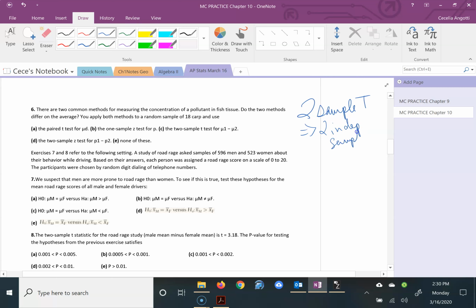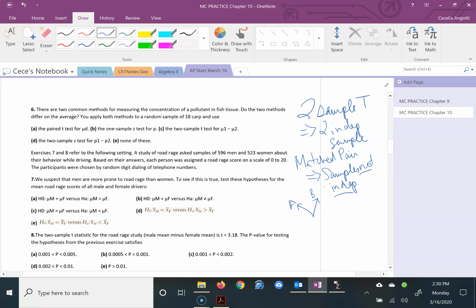Matched pair is the idea that my two samples are not independent. Usually they're both going to get the same treatment, or they were twins and I separated them: twin A does one treatment and then twin B does the other treatment, so I can subtract the results from each other. But they're not independent.